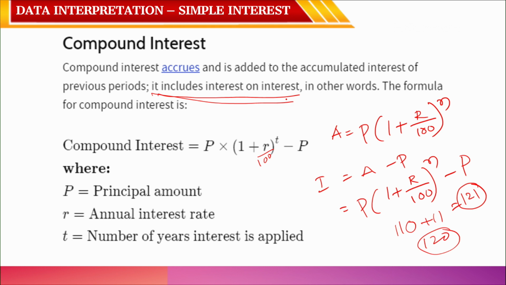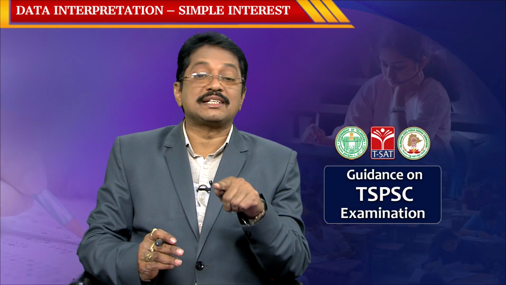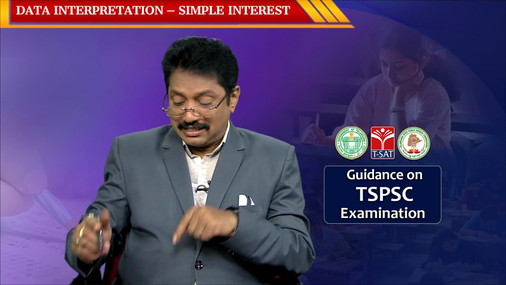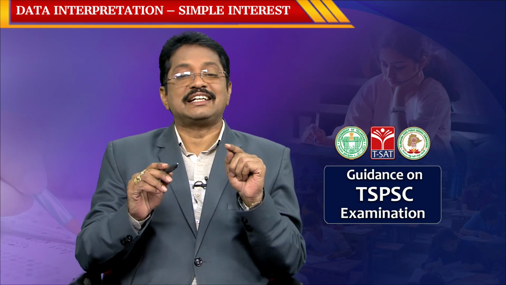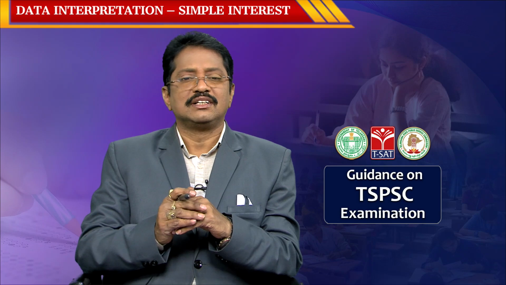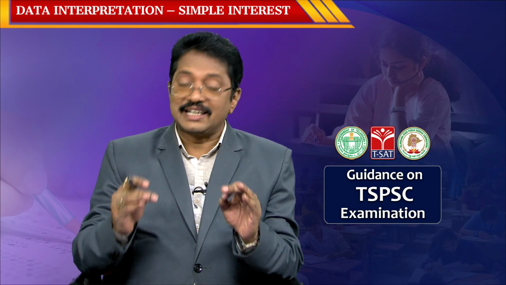That is compound interest: interest on interest. What is the interest rate? 10%. So, 10% of 10 rupees is how much? 1 rupee. That 1 rupee is added, so it includes interest on interest. This is the basic difference between compound interest and simple interest. Do you understand? Clear? So, very clear.